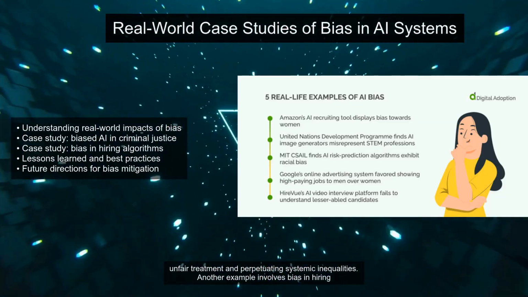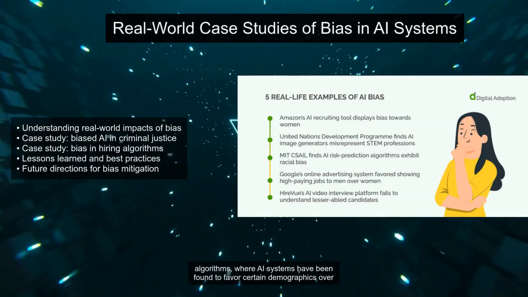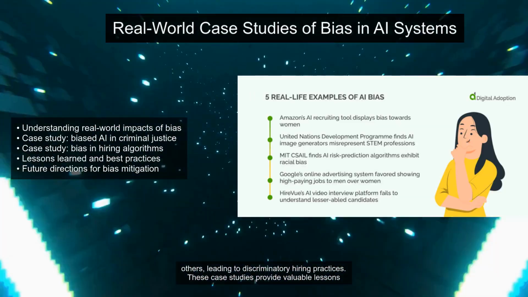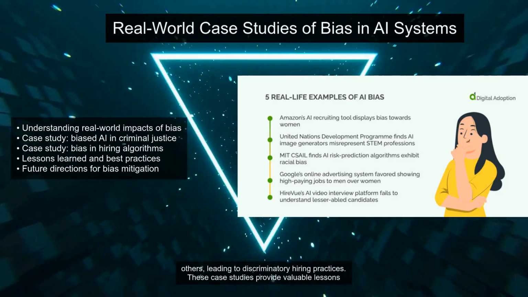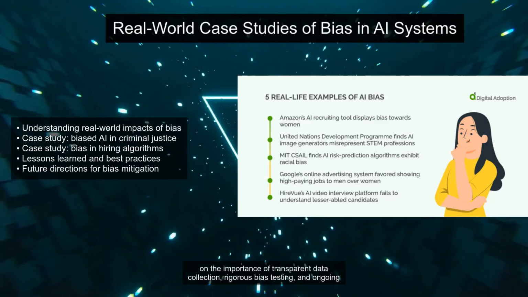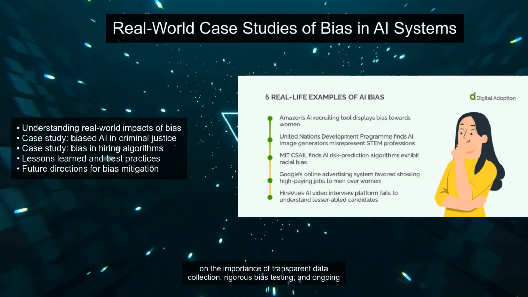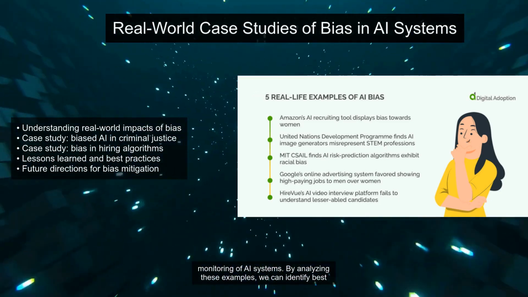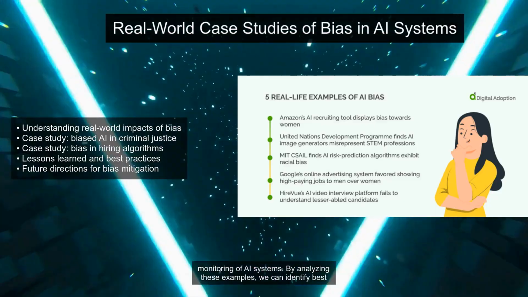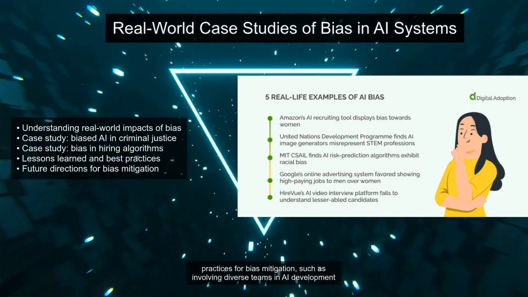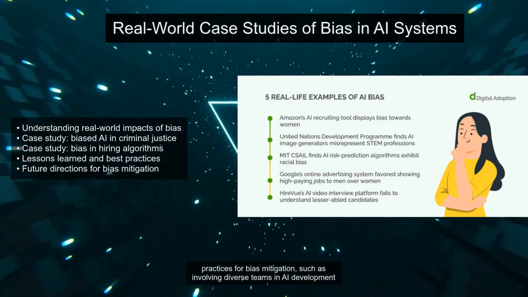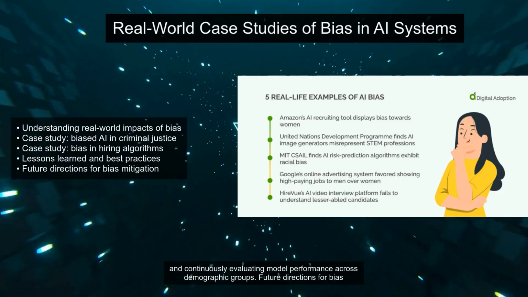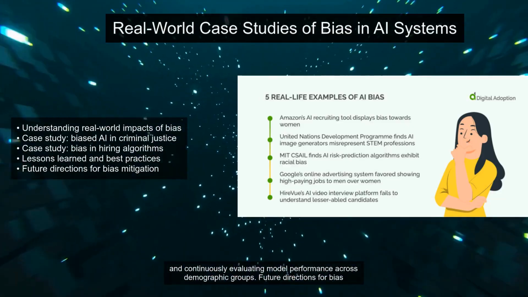Another example involves bias in hiring algorithms, where AI systems have been found to favor certain demographics over others, leading to discriminatory hiring practices. These case studies provide valuable lessons on the importance of transparent data collection, rigorous bias testing, and ongoing monitoring of AI systems. By analyzing these examples, we can identify best practices for bias mitigation, such as involving diverse teams in AI development and continuously evaluating model performance across demographic groups.